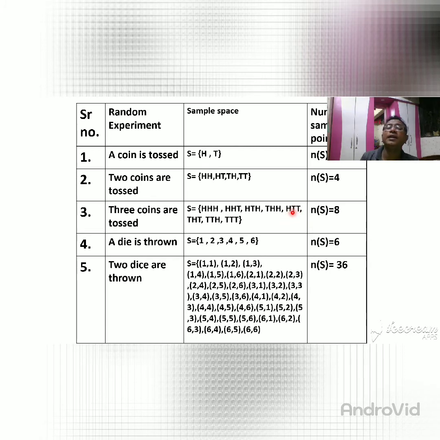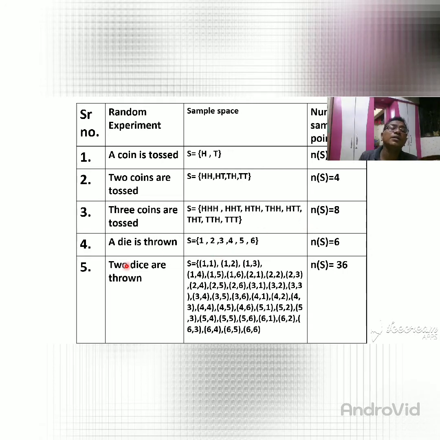Another possibility is head, tail, tail. After that we can do the alternative here, tail, head, tail. Then the another possibility is tail, tail, head, and the last possibility is tail, tail, tail. In such a way there are 8 possibilities. So the number of S is equal to 8.